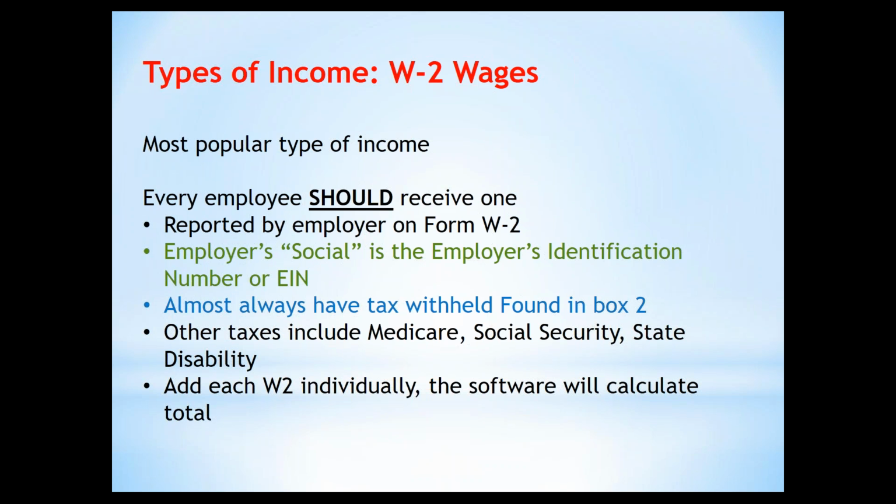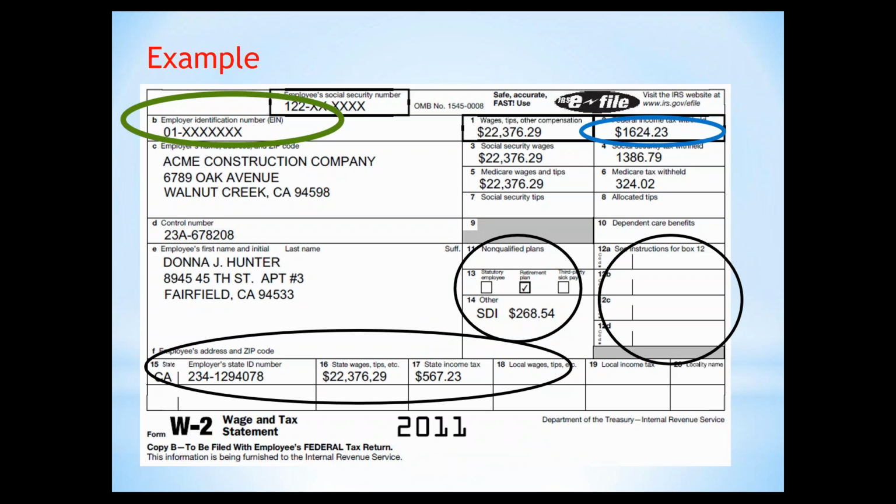So there's almost always tax withheld if income is reported on a W-2, and that can be found in box 2 on this W-2 form. We're going to go to an example in just a moment so you can see these various parts and pieces that I am talking about. Just know that this information is vital to filling out a person's tax return correctly, and that each W-2 needs to be input into the software individually. The software will calculate all the totals though, so don't worry about totaling it up.